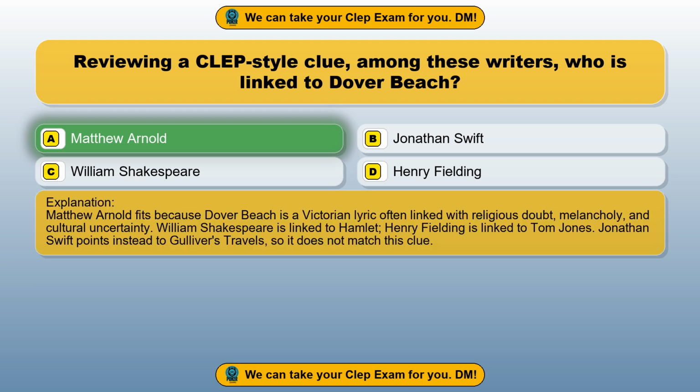Matthew Arnold fits because Dover Beach is a Victorian lyric often linked with religious doubt, melancholy and cultural uncertainty. William Shakespeare is linked to Hamlet, Henry Fielding is linked to Tom Jones. Jonathan Swift points instead to Gulliver's Travels, so it does not match this clue.